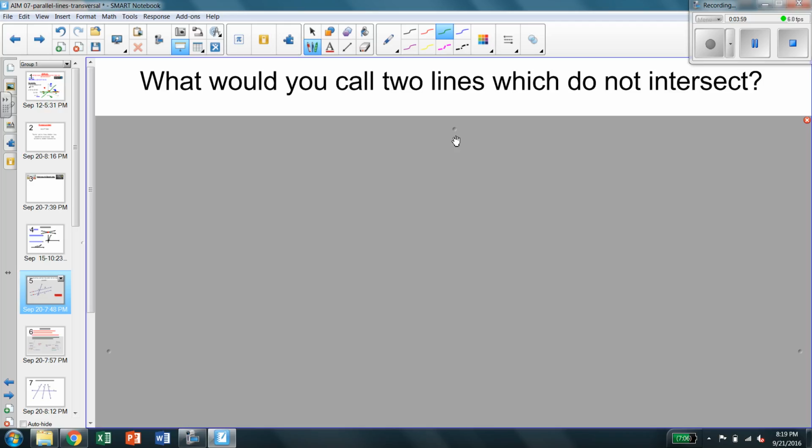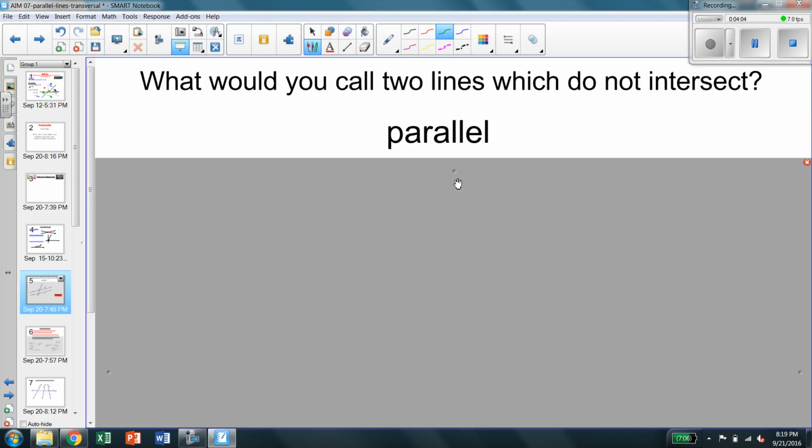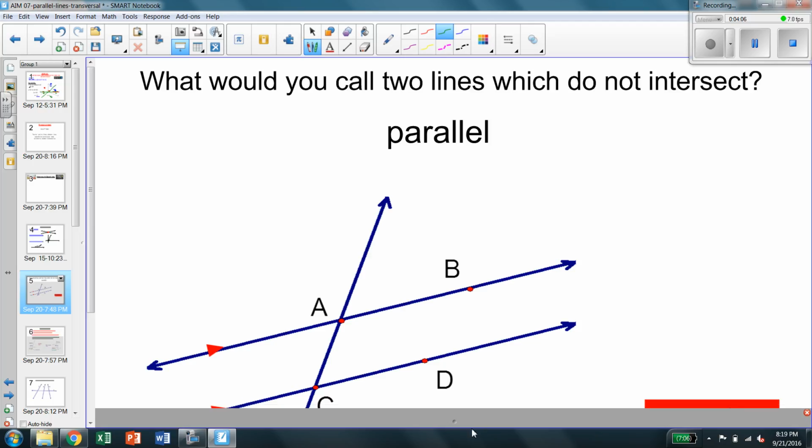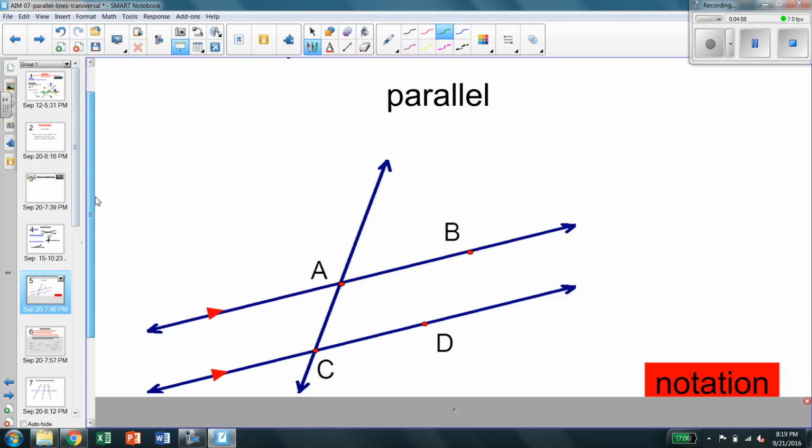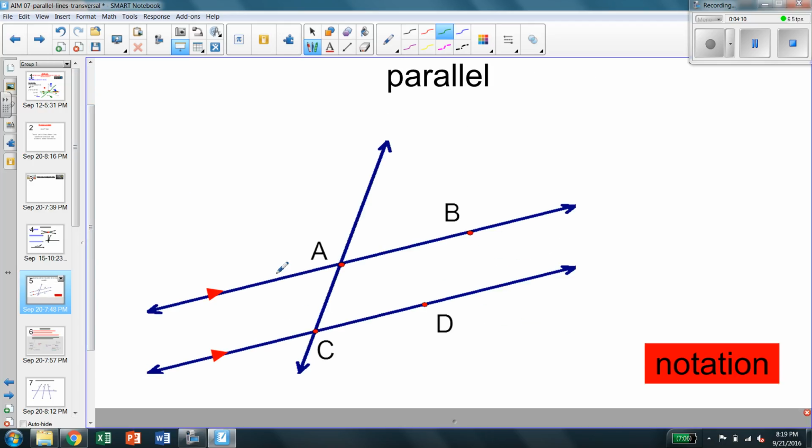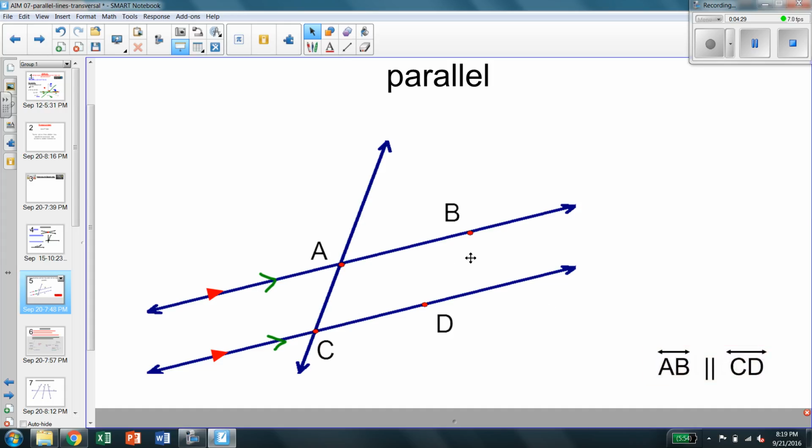Okay, so what do you call two lines that do not intersect? Well, two lines that don't intersect are parallel. How do we show that? As a reminder, we have two lines and we have these little arrows here that show that they're parallel, or sometimes you'll see them written as not triangles, just kind of like arrows like this. Both of them mean the same thing. And in this particular picture, we can notate line AB is parallel to line CD.